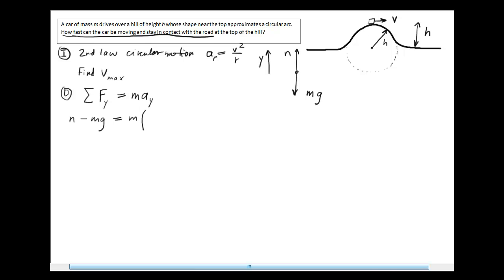So at the very top of the hill, the acceleration vector is downward toward the center, which is in the negative y direction. So I'm going to put in here minus v squared over the radius, which I know is the height of the hill.